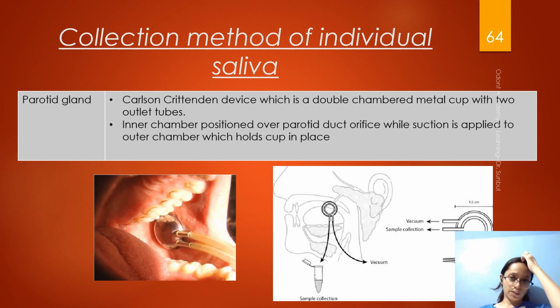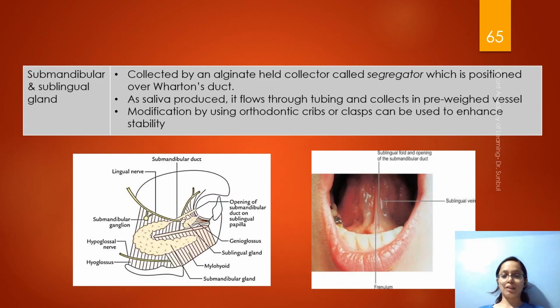Then we have another method using Carlson-Crittenden cups, as you can see in the picture here. Here it is placed over the opening of the parotid gland, so whatever secretions are being produced will be collected in this. It is a very accurate method of collecting saliva, but a little expensive to obtain.